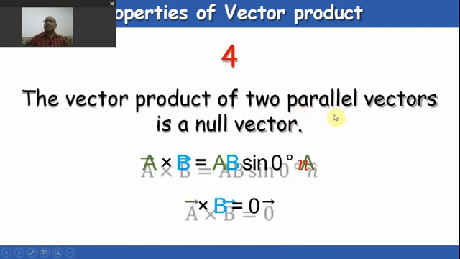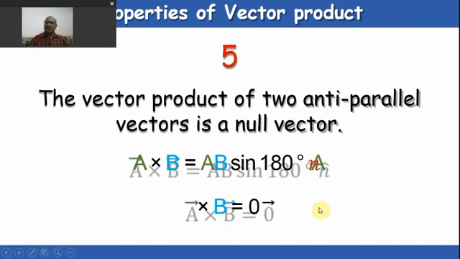The vector product of two parallel vectors is a null vector. We cannot say its value is 0, because the result is a vector quantity. We have to say that the magnitude will be 0. If the magnitude is 0, it will still contain the direction. So A cross B is equal to AB sine 0 times a direction unit vector. So A cross B is equal to a null vector.